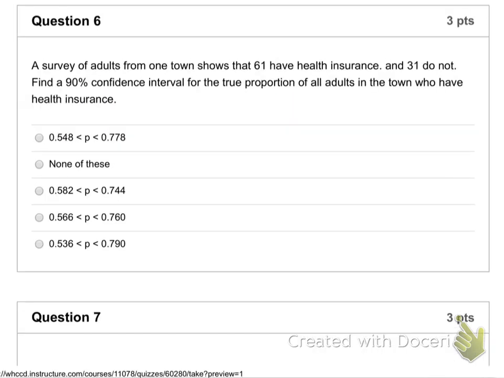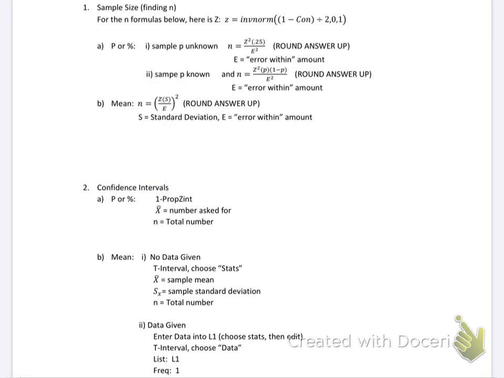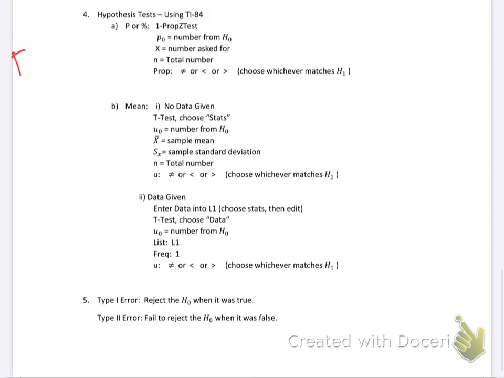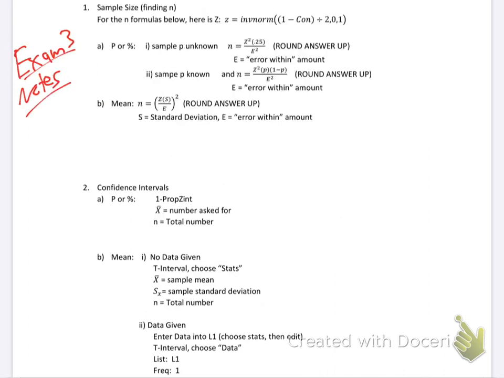So back here I've got the exam 3 notes. There they are. This is the exam 3 notes, which you also have. This is exam 3 notes, backside page 2. And exam 3 notes, the very last part. Okay, so looking here at 2B, that's what we're talking about.